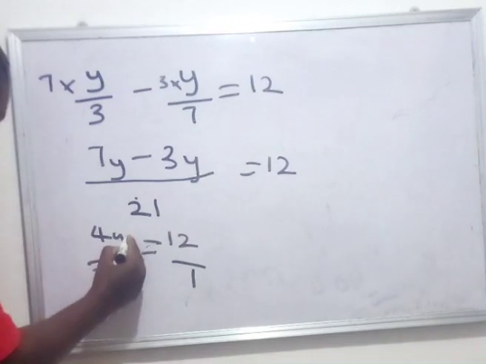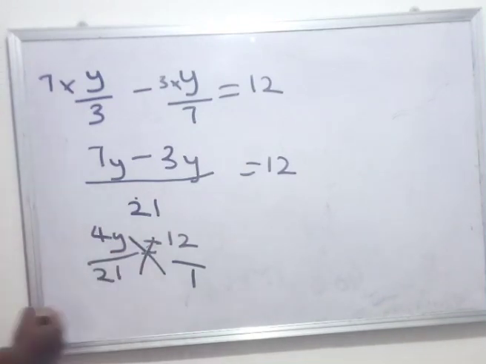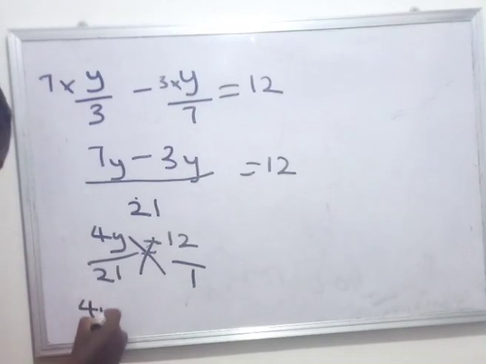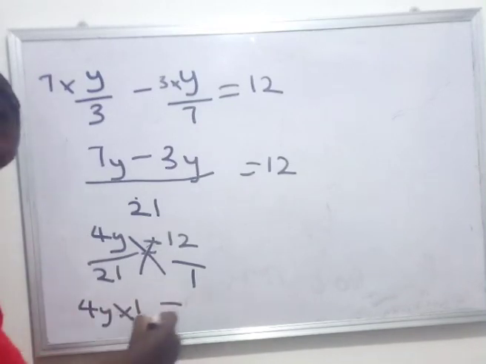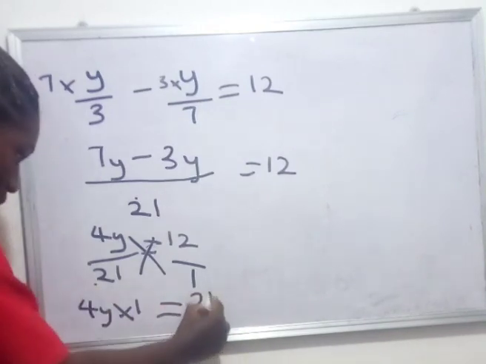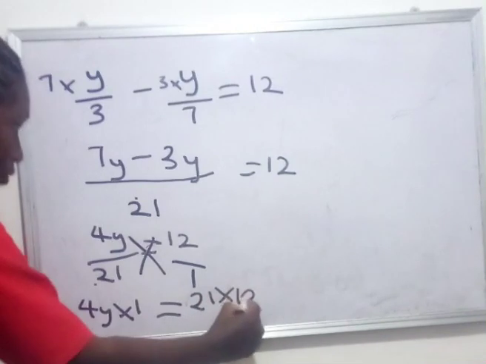So when we cross multiply here, we are left with 4y multiplied by 1. 4y multiplied by 1 is equal to 21 multiplied by 12.